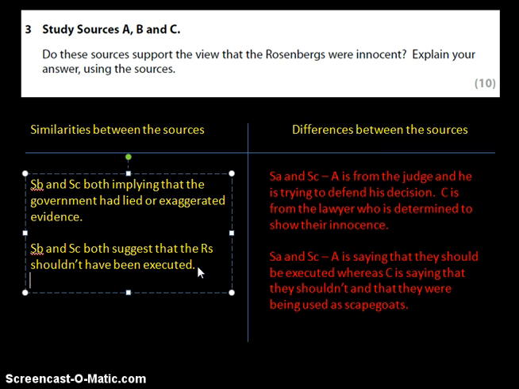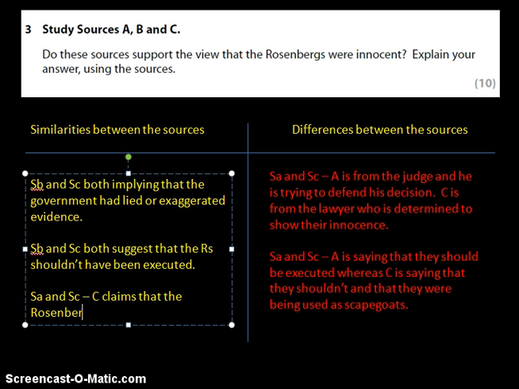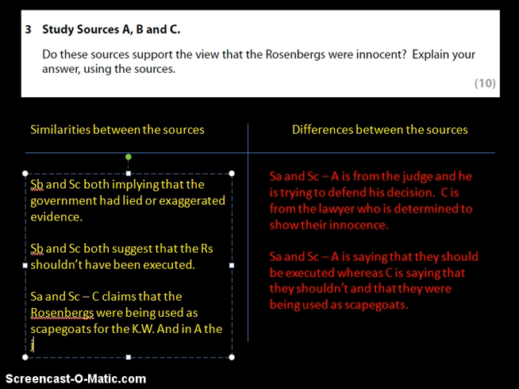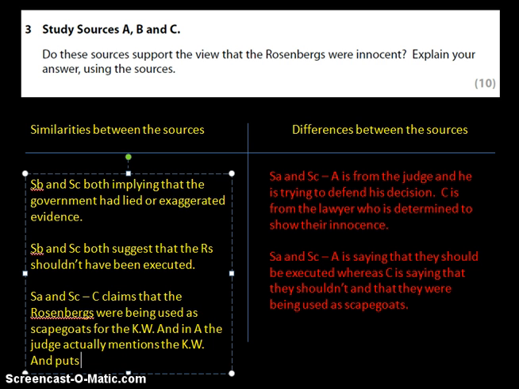And then at that point, while I'm on the point of them being scapegoats, I might come back over here and just jot down another similarity, which would be between source A and source C, because in source C it claims that the Rosenbergs were being used as scapegoats for the Korean War, and in source A, the judge actually mentions the Korean War and puts some blame on the Rosenbergs themselves.